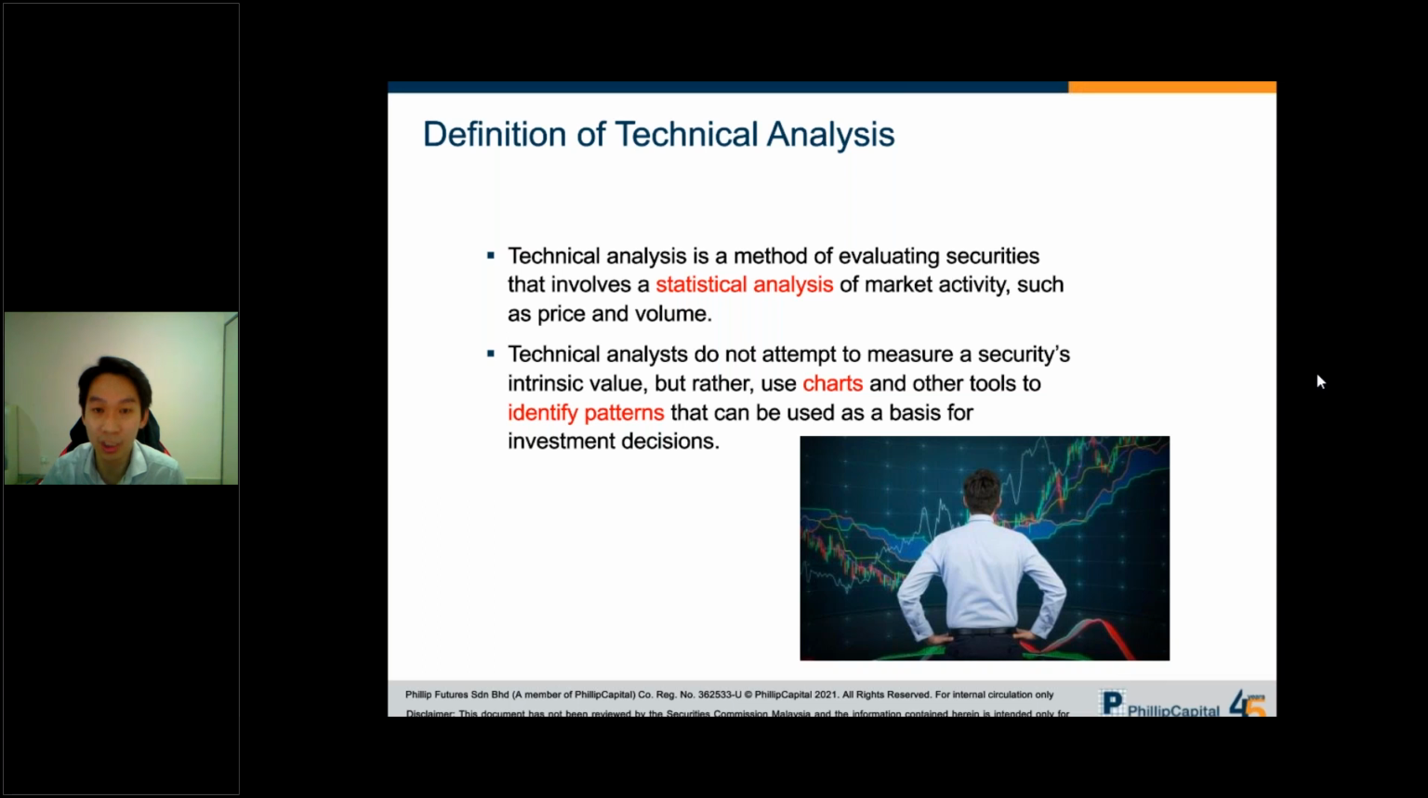For technical analysis, we are purely looking at historical performance of the price to form a future expectation of the asset. Basically, we want to use charts to identify historical patterns and use them for your trading. That's technical analysis, the basic definition.